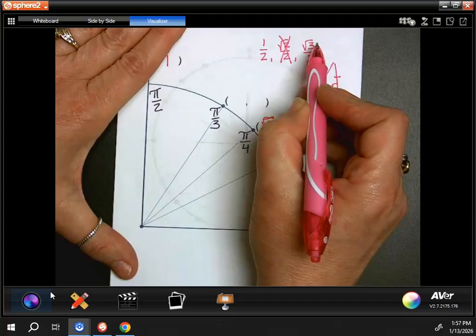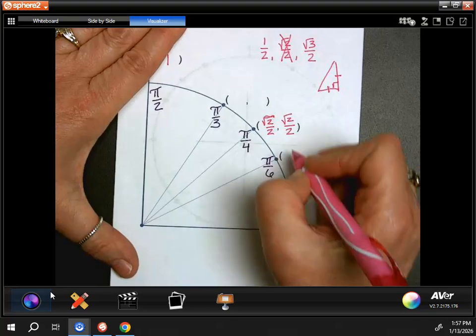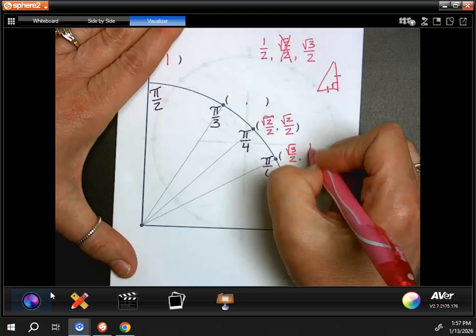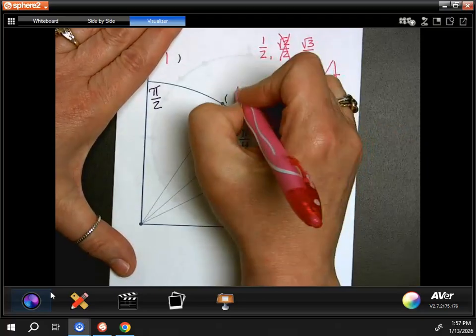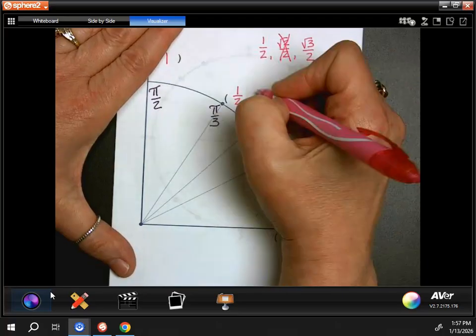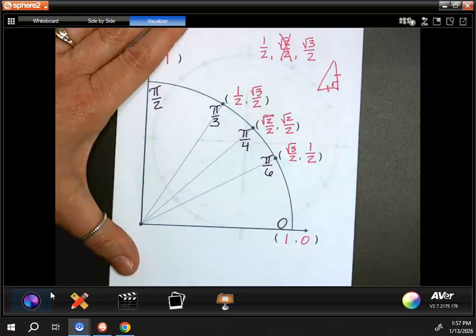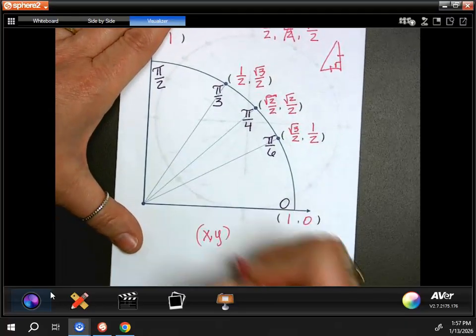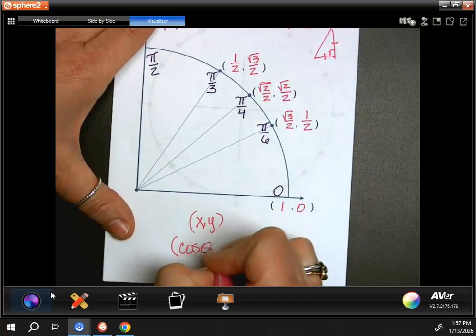Square root of 3 over 2, because square root of 3 is bigger than 1, right? So if I'm going to go to the right farther than I'm going up, then my x value has to be the square root of 3 over 2, and my y value is 1/2. And for pi thirds, it's the opposite. I don't go to the right as far as I go up, so it's 1/2, square root of 3 over 2.